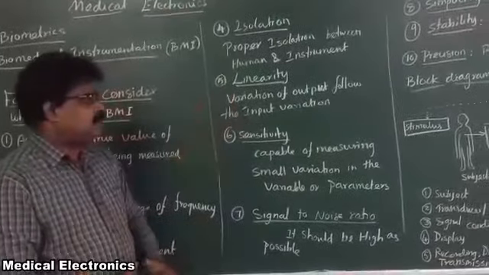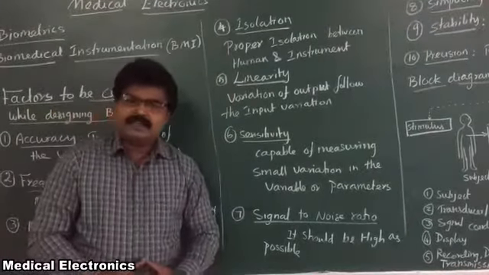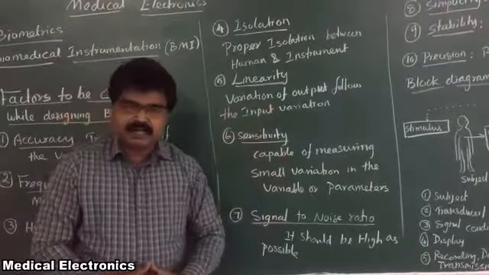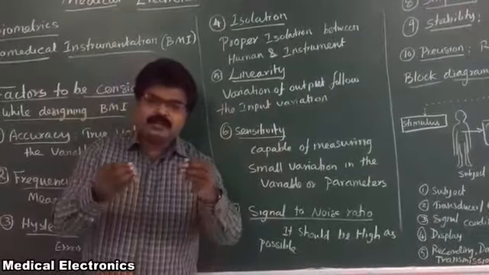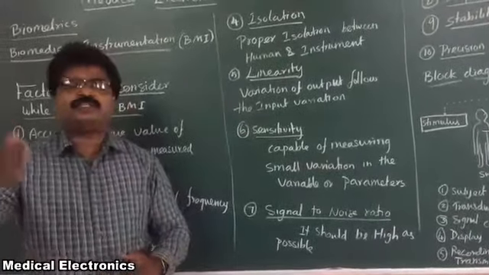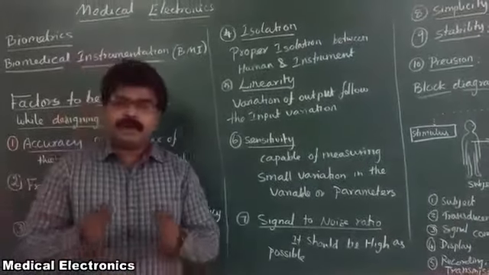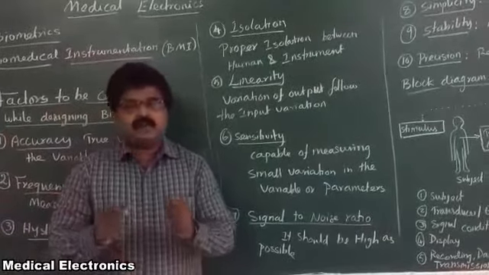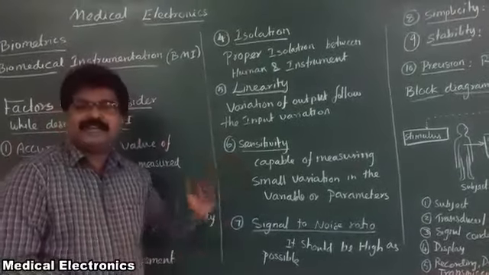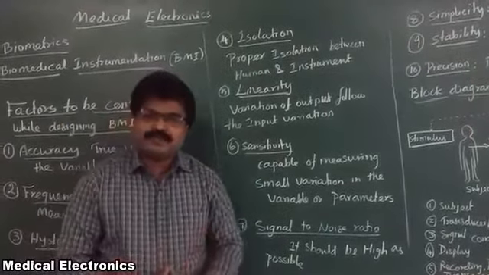Next one is linearity. What is linearity? The variation in the output follows the input variation. For example, if there is any small variation in the input, that must be reflected in the output. That's called linearity. So the biomedical instrument must have very good linearity. Next one is sensitivity. Sensitivity means what?